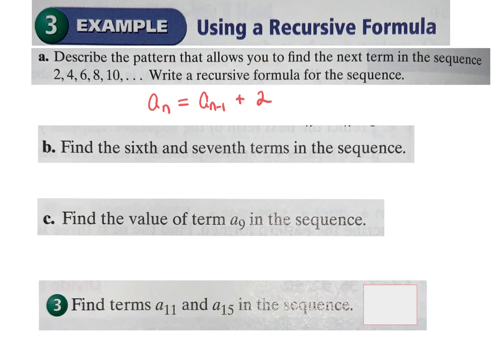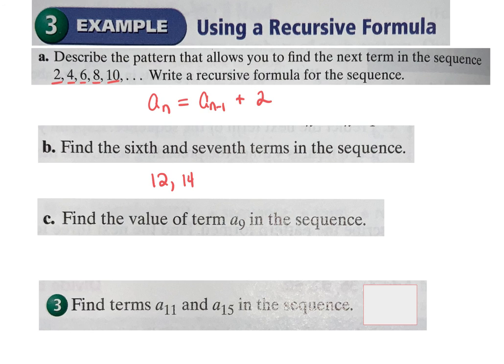All right, it says find the 6th and 7th terms in the sequence. How many terms do they give us? 1, 2, 3, 4, 5. So to find the 6th term, I'm going to add 2 to the 5th term. That would be 12, right? Then my next term would be 14, right?